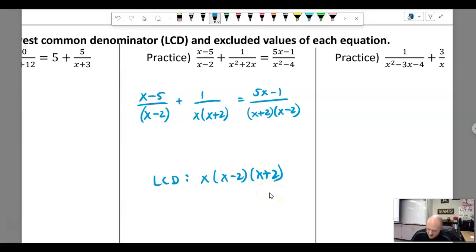Awesome. Now, what are your excluded values? Pause me. I want you to try to find the excluded values. X cannot equal what values are restricted?